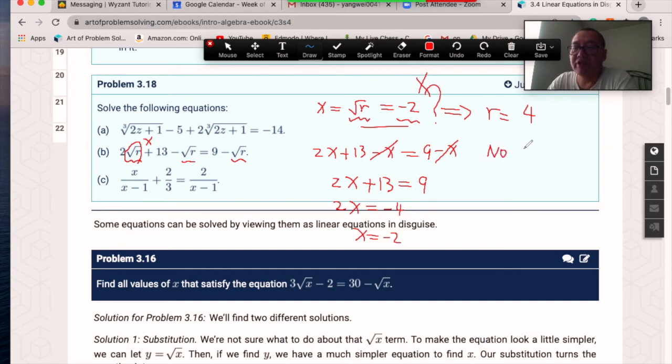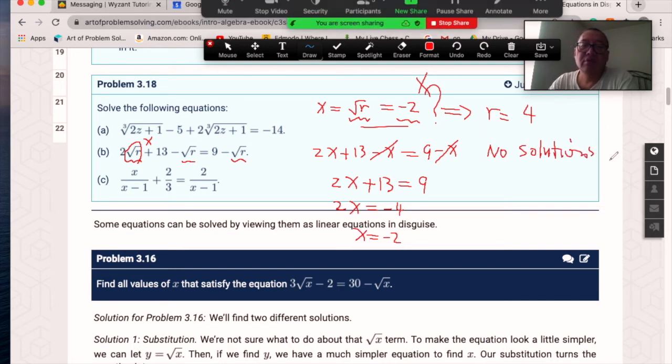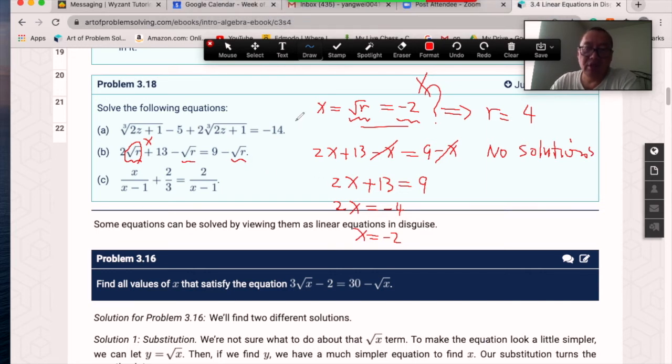You can write no real solution, no solutions, right? Because the root of any number should be greater than or equal to 0. But then after we simplify this equation, we get this one equals -2.